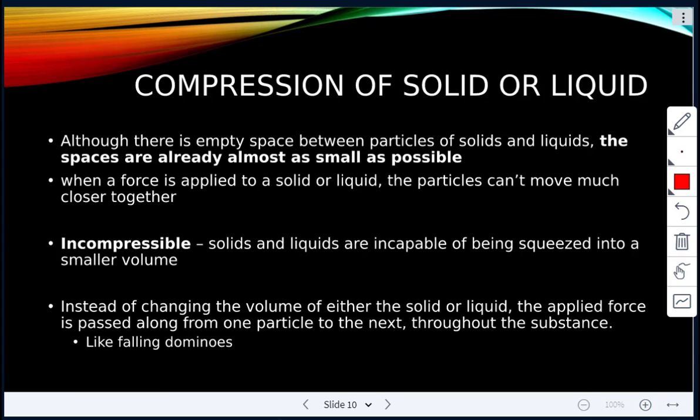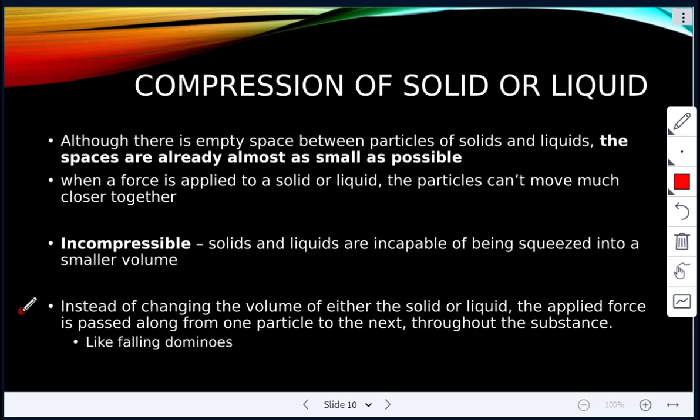All right, so compression of a solid or liquid. Although there is empty space between particles of solids and liquids, the spaces are already almost as small as possible. So when a force is applied to a solid or a liquid, the particles can't move much closer together. So we say they're incompressible, meaning they are incapable of being squeezed into a smaller volume. So gases we saw are compressible and solids and liquids are not.